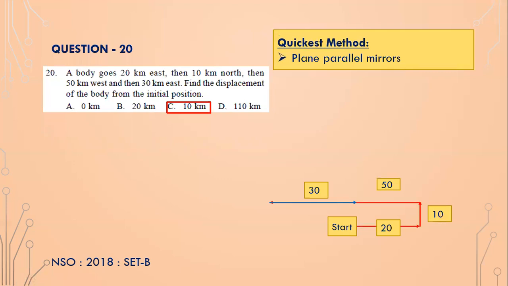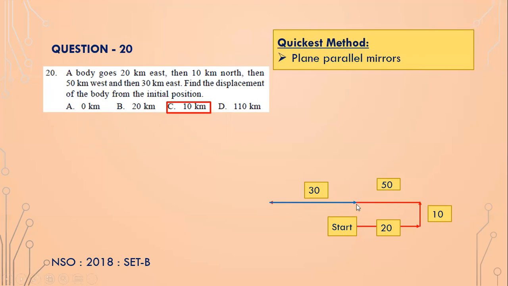A body goes 20 kilometers east and then 10 kilometers north. So start drawing a body. If this is the start point, 20 kilometers east, 10 kilometers north, 50 kilometers west, and again 30 kilometers east, isn't it? So again, this is the same starting point of the body in the east-west direction because 50 minus 30 is 20.